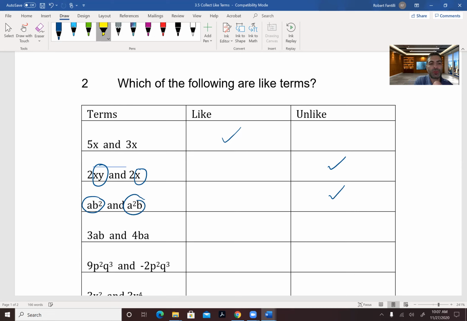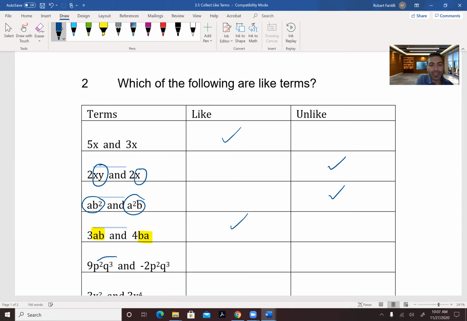Now this one's just a bit of a trick. You have ab and ba. Well, a times b is the same thing as b times a, so it really doesn't matter here. I just try to see if you understand that it's the letter or letters. So AB and BA, technically same thing. Proper form is to write it alphabetically, guys, but this is just to trick you a little bit. Okay, so those are like terms.